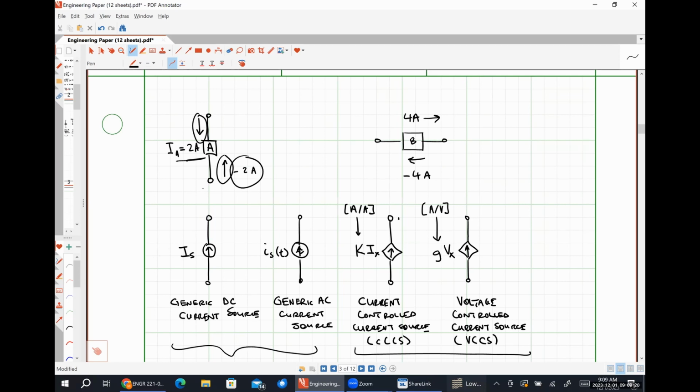By looking at the symbol, you can't see. You have to look at what's controlling to get the whole picture. And that's another reason why these things are so confusing.